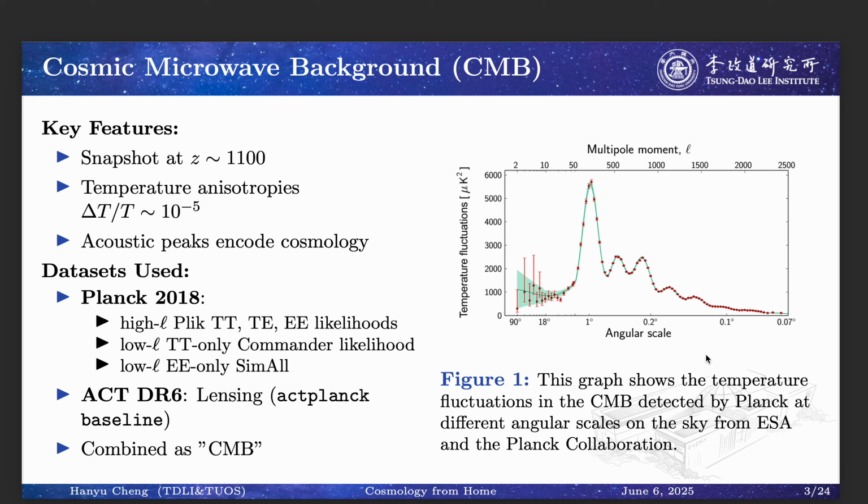The datasets I used include the Planck 2018 data, including the high-L Planck TT likelihood, the low-L TT only combined likelihood, and the low-L EE only single likelihood. Besides that, I also used ACT DR6 lensing, using the ACT Planck baseline, which combines the Planck lensing and ACT lensing together. We call this the CMB in total.